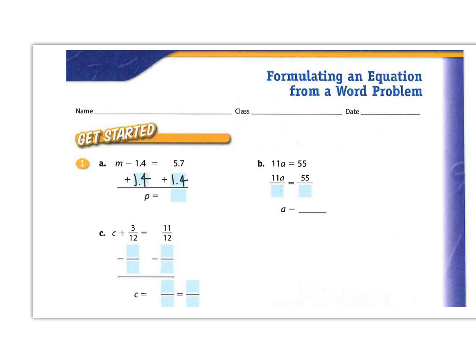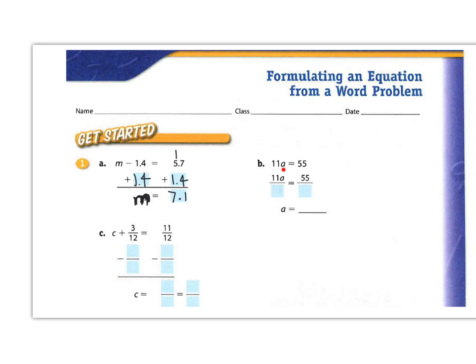So now, oops, this says p. It should be m because they started with m right here. Just change that to m. And then we're going to add 5.7, so 7 plus 1.4. So 7 plus 4 is 11. Carry the 1. Bring down that decimal point. 5 plus 1 plus 1 is 7. So m, they accidentally had p there, m equals 7.1.